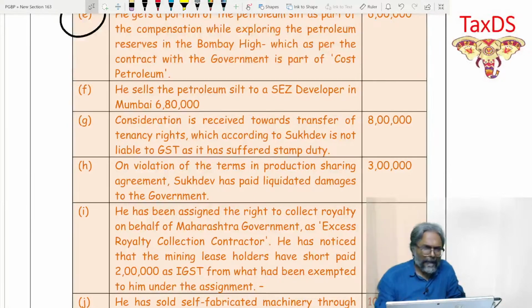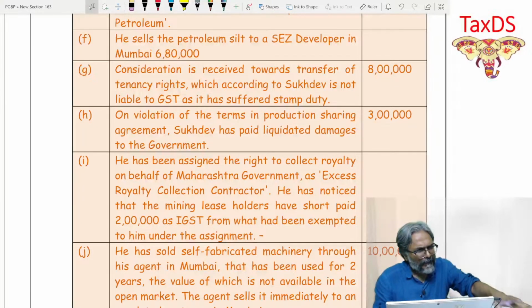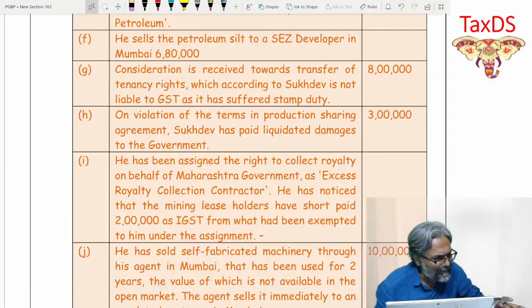Coming to the next one, he has been assigned the right to collect royalty on behalf of the Maharashtra government as excess royalty collection contractor. He has noticed that the mining leaseholder has short paid 2 lakhs as IGST from what has been exempted to him under the assignment. Students, please be careful on this royalty particular part. On mining, there is a reverse charge mechanism, students. Therefore, I'll just put across, for those who are not aware of the RCM, this particular point in this context.